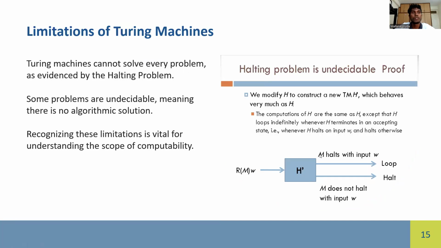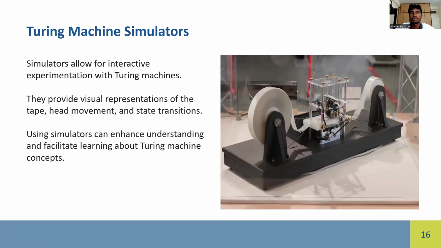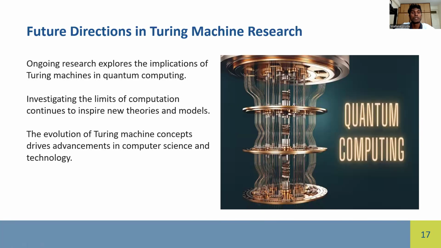Limitations of Turing machines. Turing machines cannot solve every problem, as evidenced by the halting problem. Some problems are undecidable, meaning there is no algorithmic solution. Recognizing these limitations is vital for understanding the scope of computability. Turing machine simulators allow for interactive experimentation with Turing machines. They provide a visual representation of the tape, head movement, and state transitions. Using simulators can enhance understanding and facilitate learning about Turing machines.